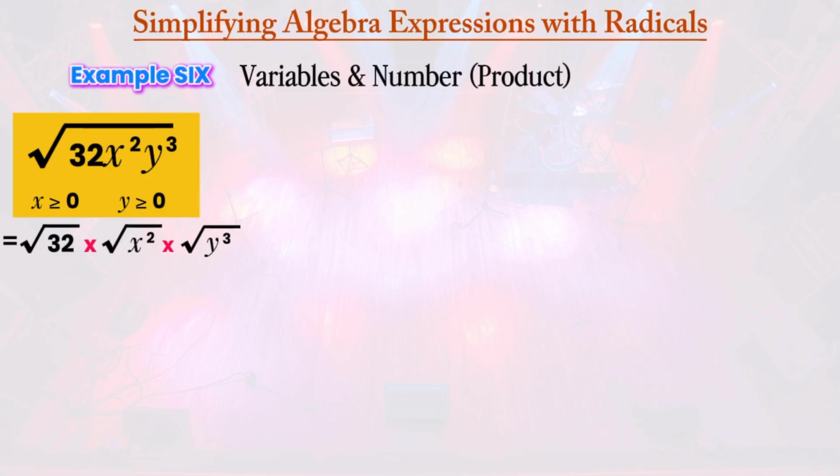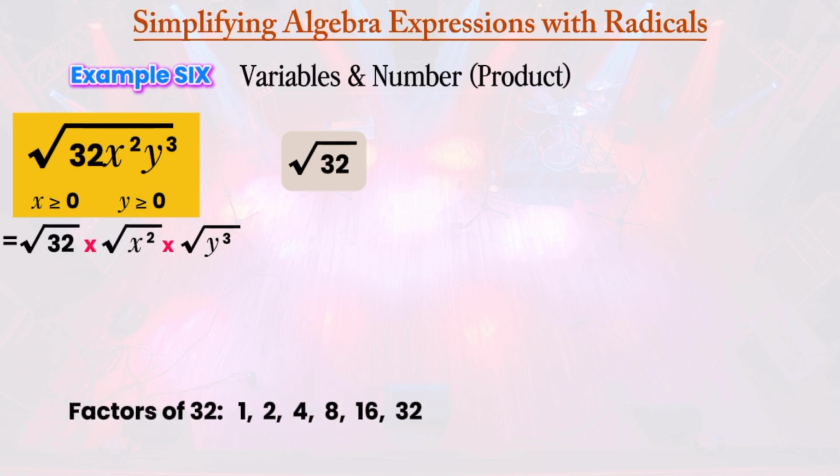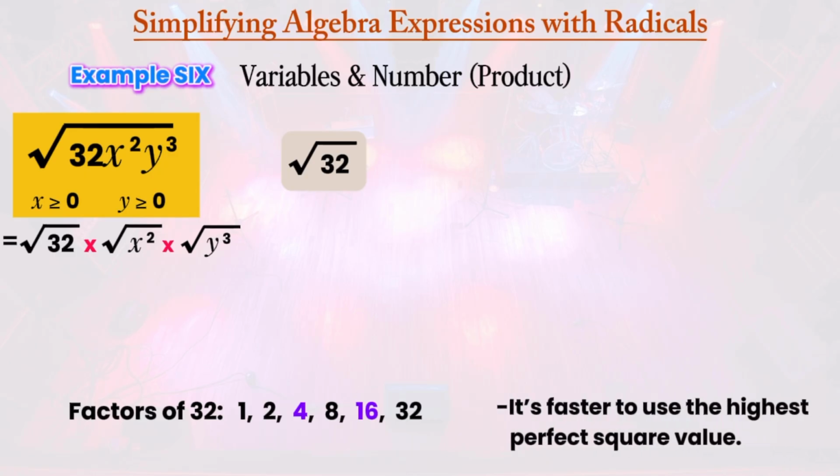We have the square root of 32 times the square root of x squared times the square root of y to the power of 3. Next, simplify each radical piece. So, with 32, find a factor that is a perfect square. In this case, the number 16 is a value that applies. The number 4 is also a factor that can be used too, but it's a lot easier to use the largest factor that is a perfect square.